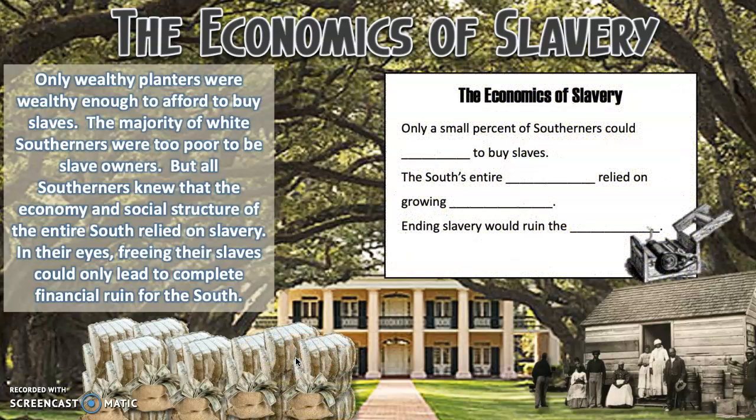So, the economics of slavery: only a small percent of Southerners could afford to buy slaves. The South's entire economy relied on growing cotton, and they truly felt that ending slavery would ruin their economy.